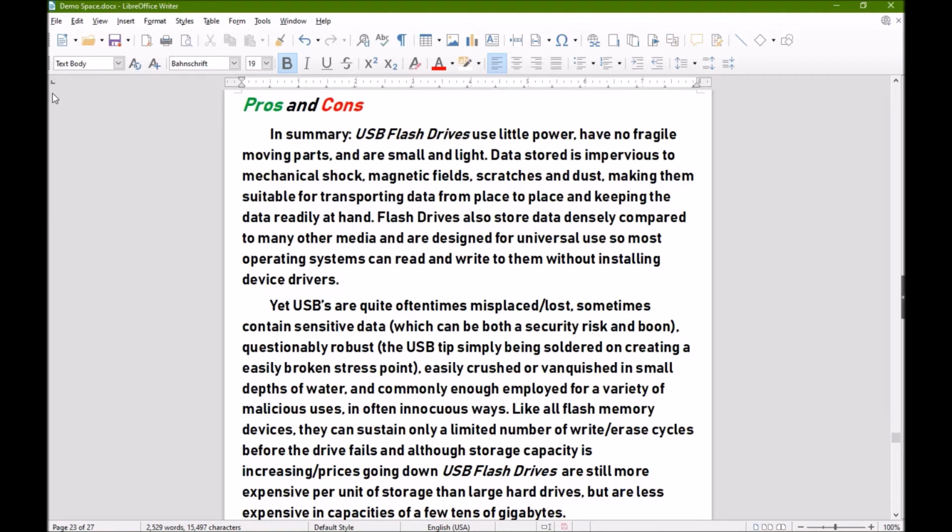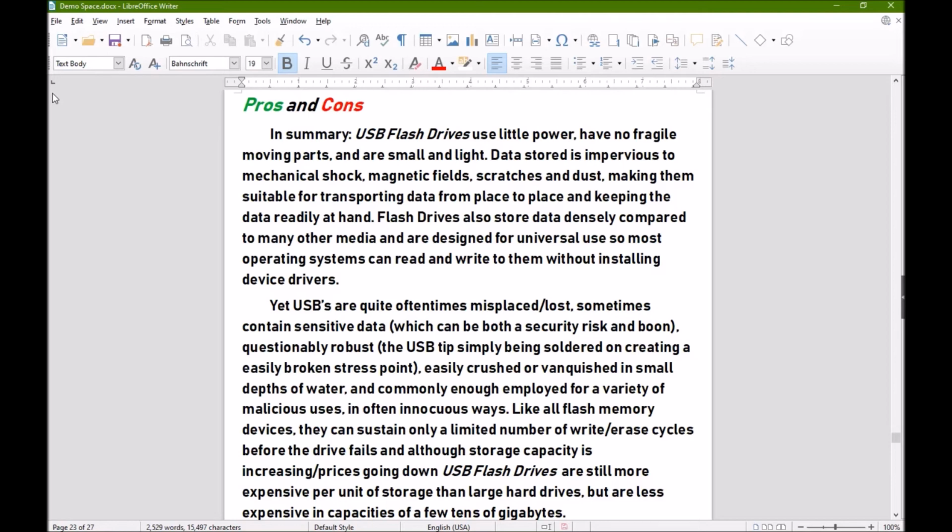Yet, USBs are quite oftentimes misplaced or lost. They sometimes contain sensitive data, which can be both a security risk or boon. They can be questionably robust, the USB tip simply being soldered on, creating an easily broken stress point, or simply failing in itself, from frequent use.